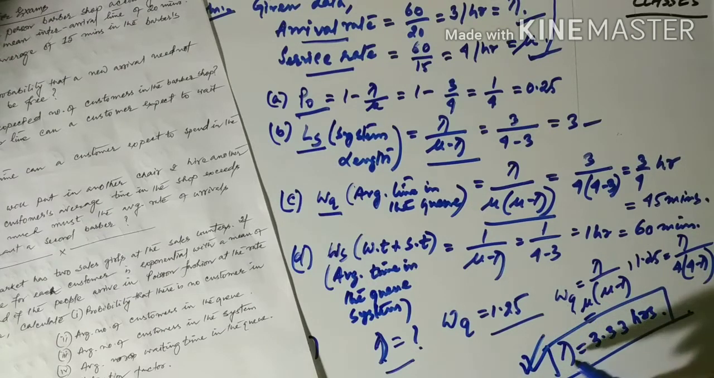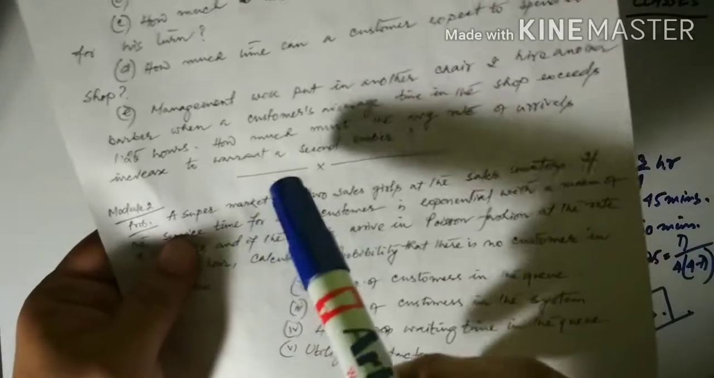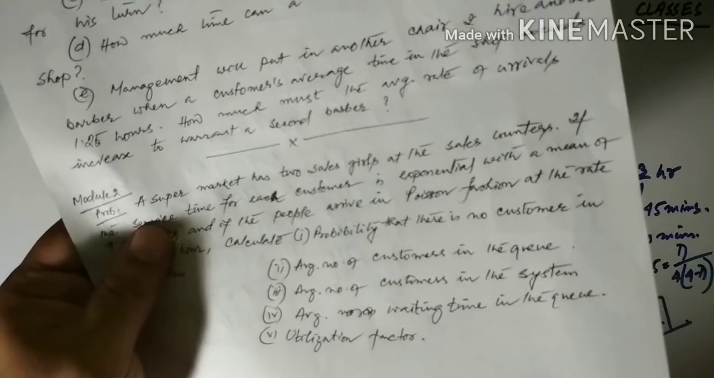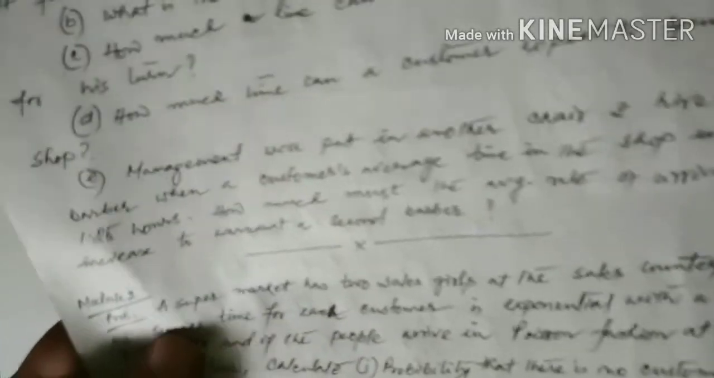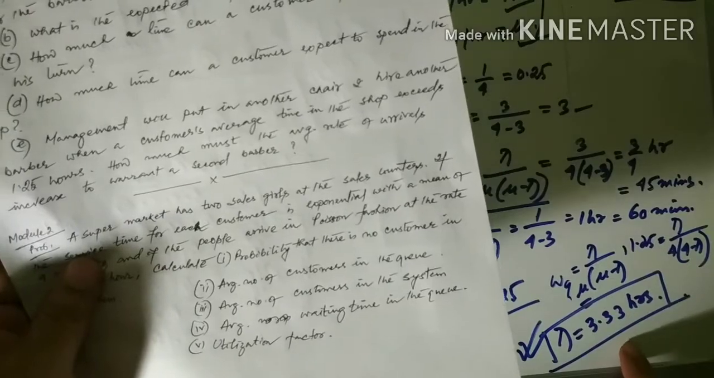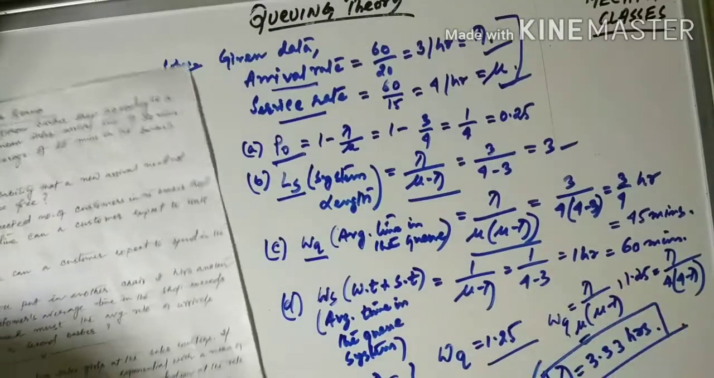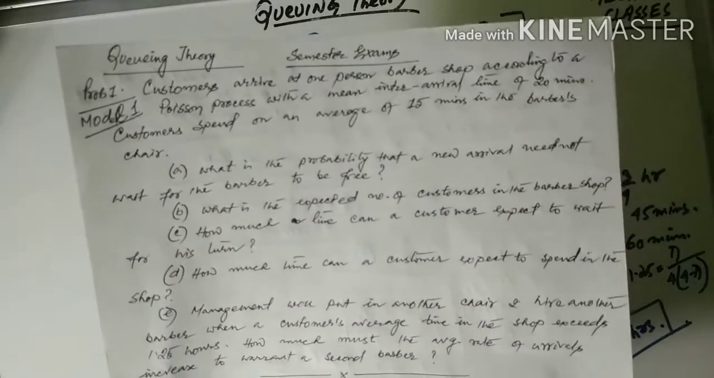Lambda is the arrival rate. You have to write the answer here: if the average rate of arrivals increases to 3.33, then the management will put in another chair and hire another barber. So that is the solution. You can write it down or take a screenshot. That is the solution for this particular problem based on Model 1.